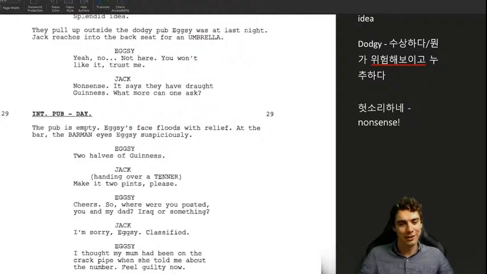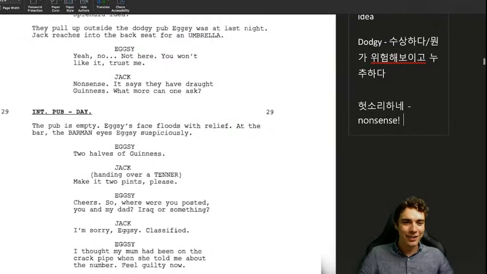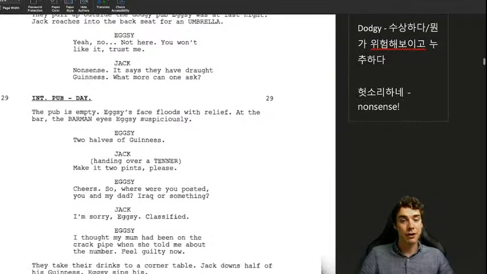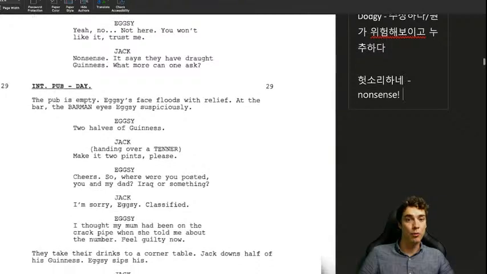Too tired, yeah, right. I forgot about that. Right. So he says that they have draft Guinness. 생맥주, 생 Guinness. What more can one ask?